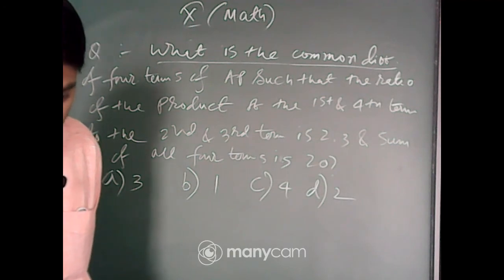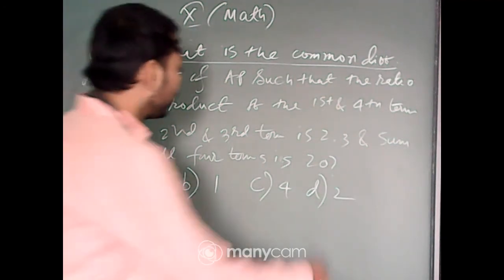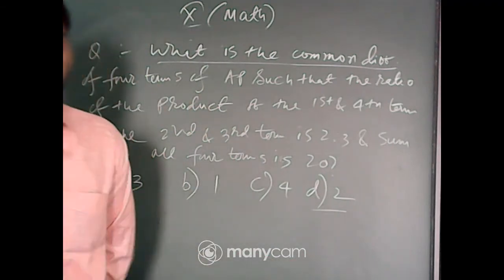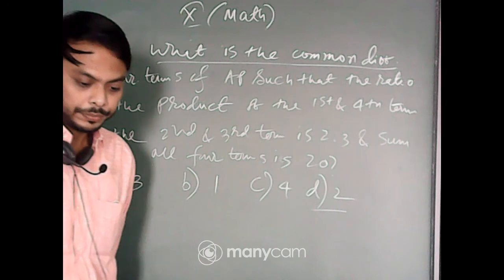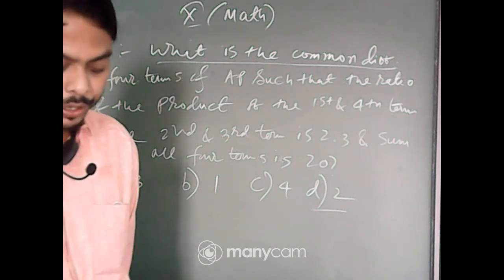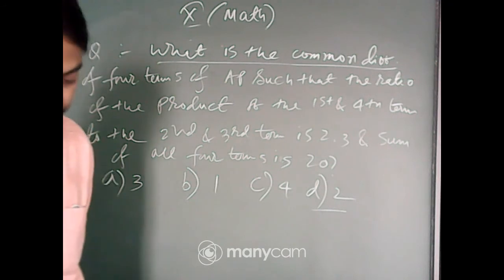Common difference will be 2. That means you are confirm. Isanur, you are confirm. Option D. Rest of the students, confirm me. Yes. Rest of the students, confirm me the option. Which one will be the correct answer?